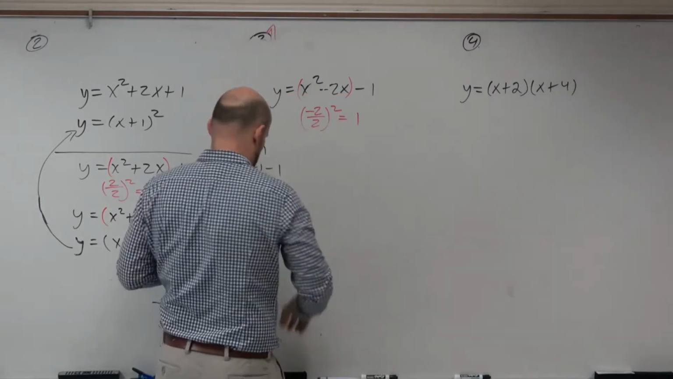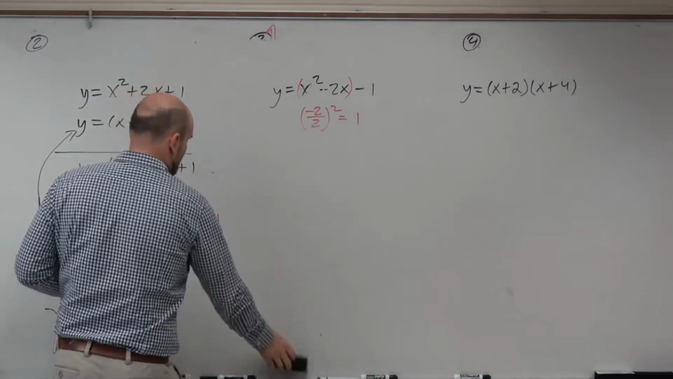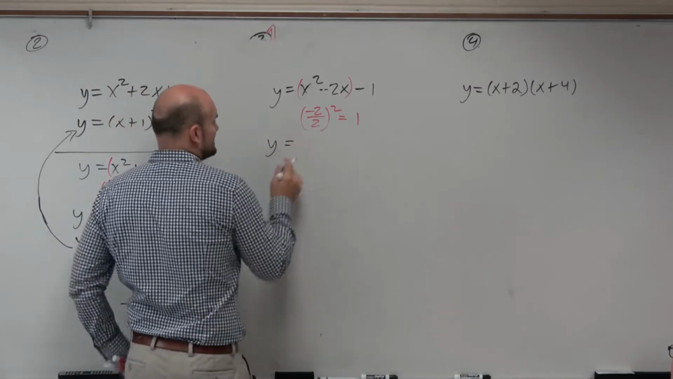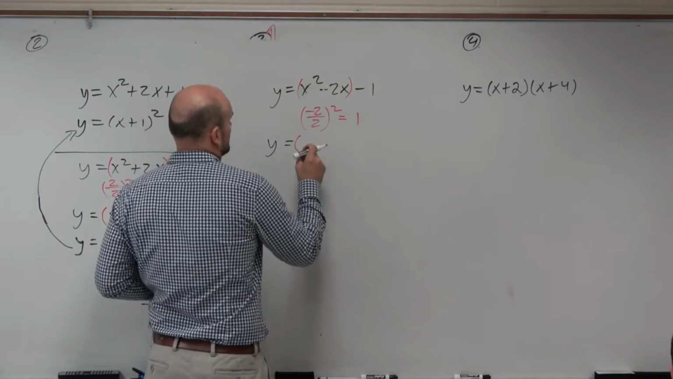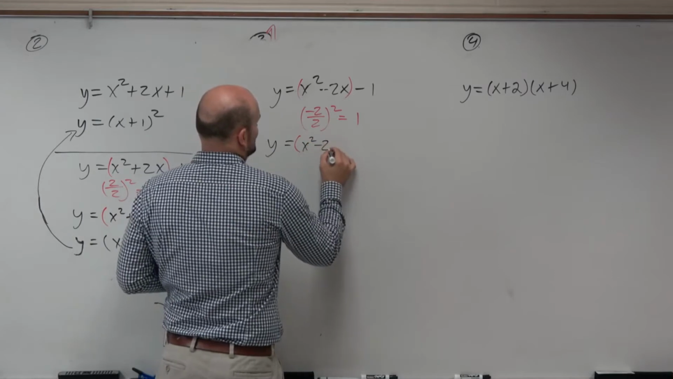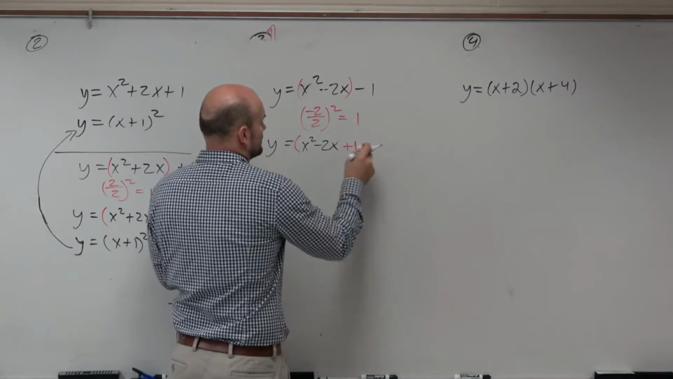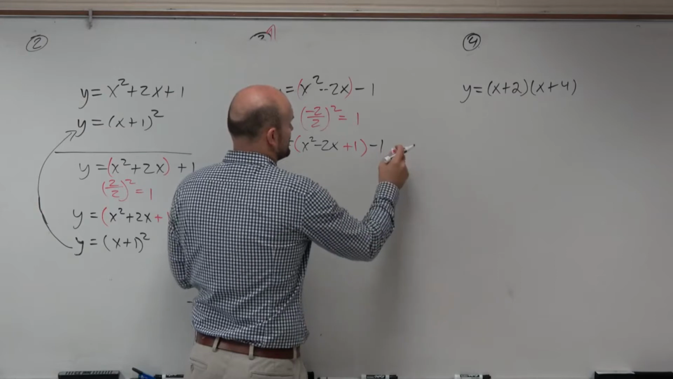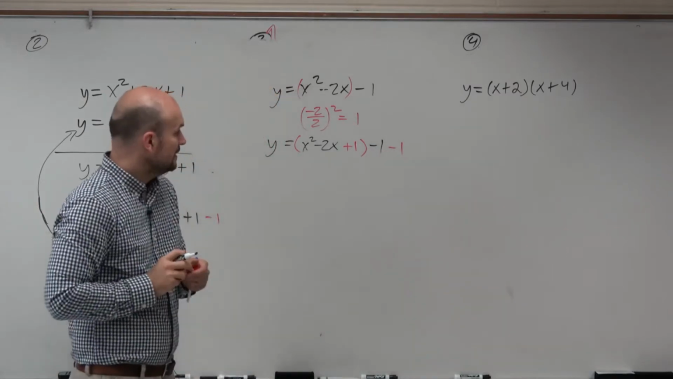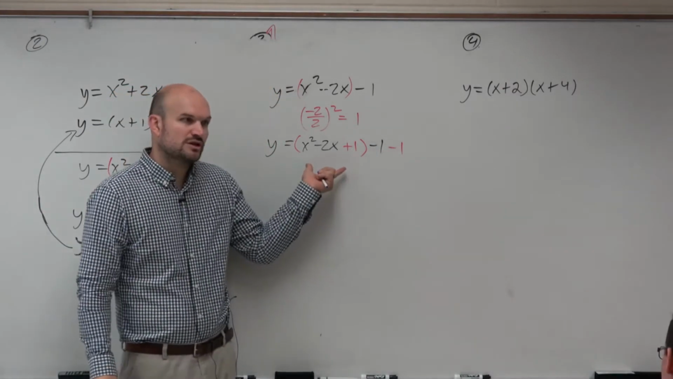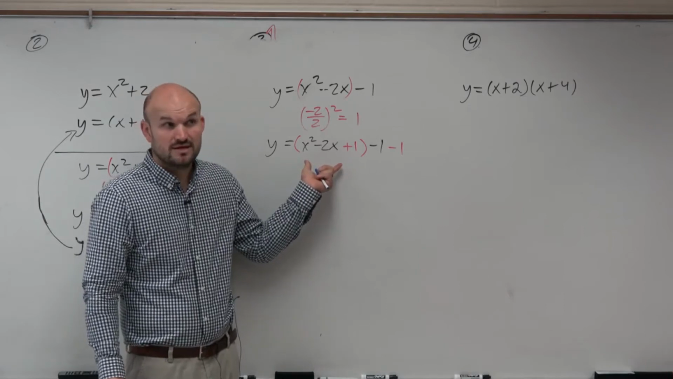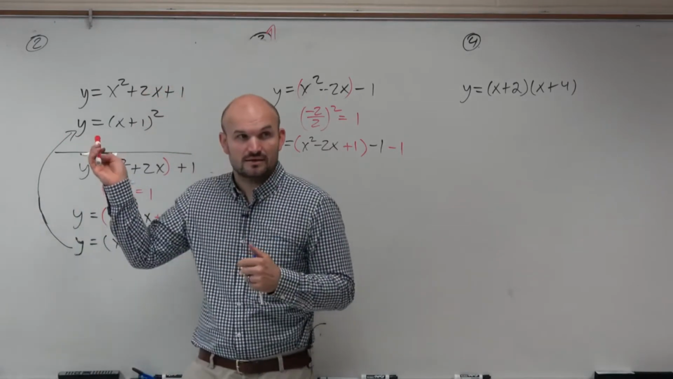But let me get this out of the way. y is equal to x squared minus 2x. I'm going to add it and subtract it. Now again, did I just create a perfect square trinomial that's factorable? Yeah. It's not the same as this one. It's what?